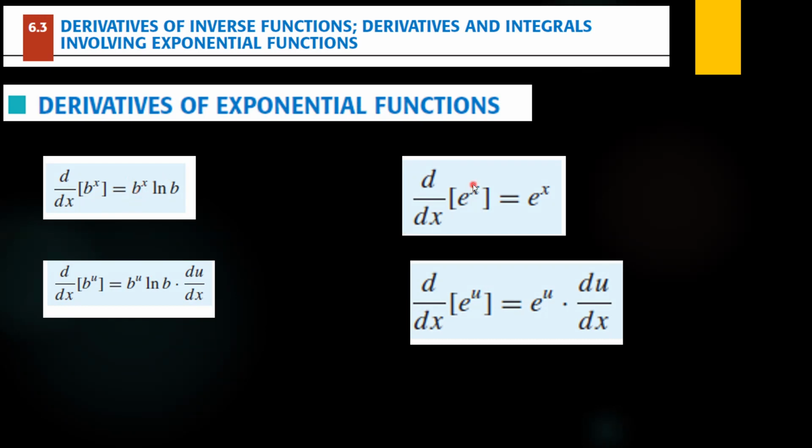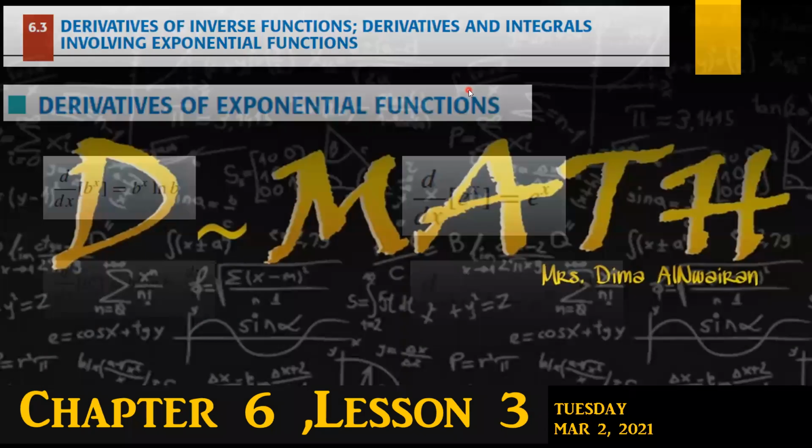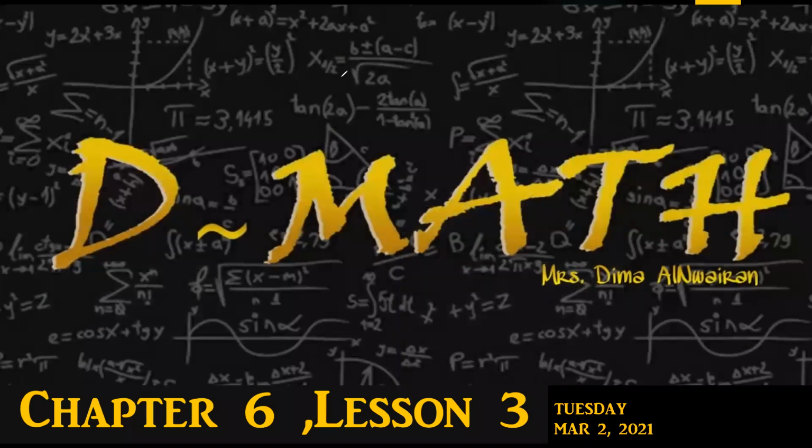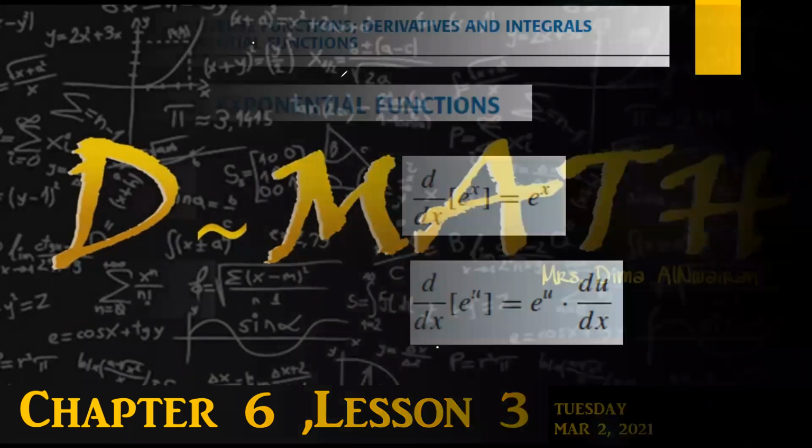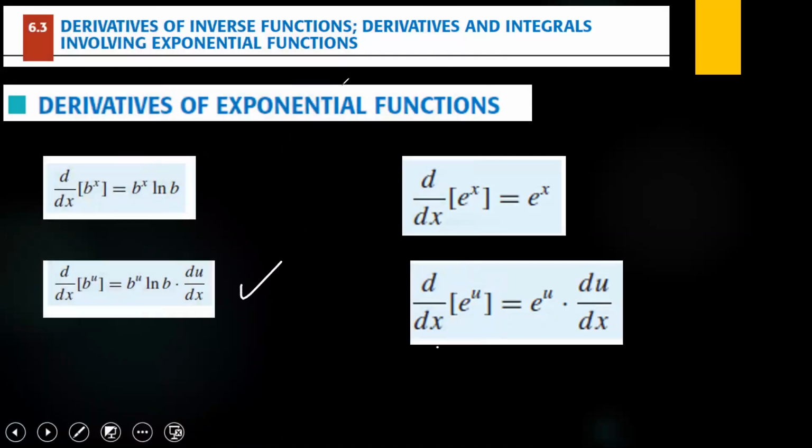And the derivative for the natural exponential function, e to the power x, is e to the power x. But if you have e to the power u, it will be e to the power u times du over dx. So this is the most important. This one and this one.